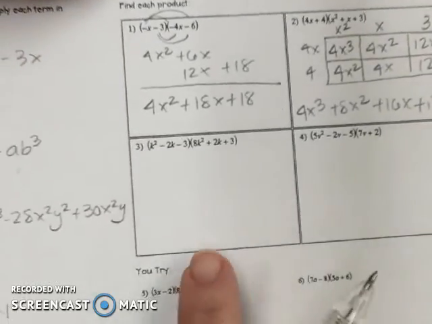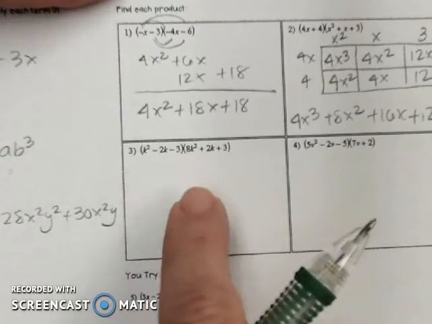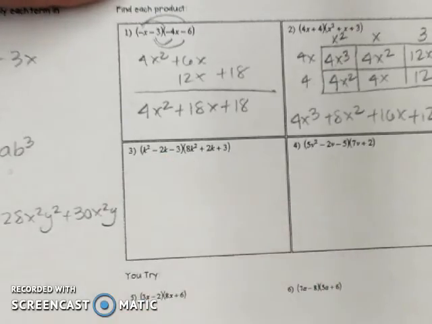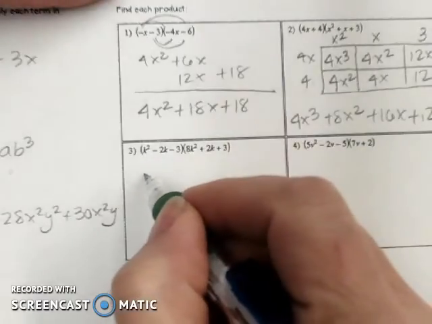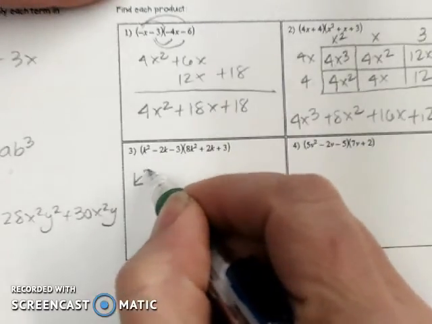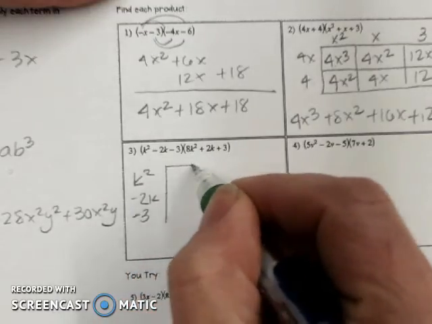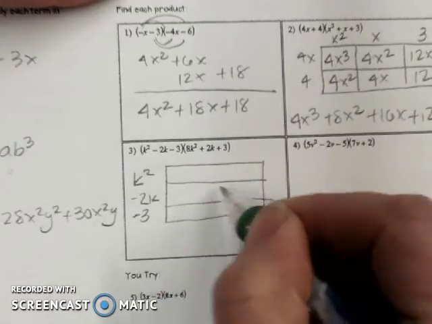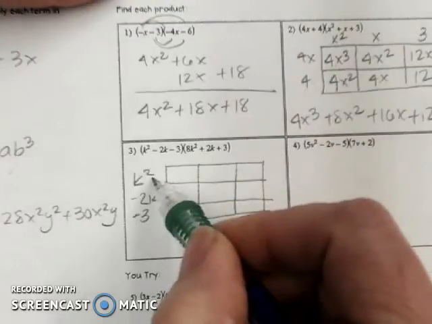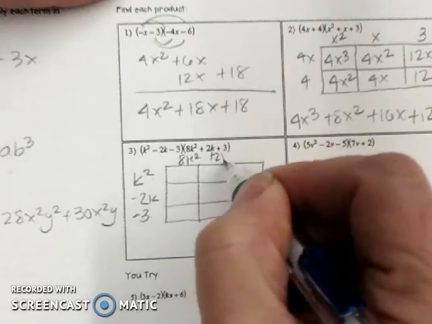For number 3, that's a trinomial times a trinomial. Honestly, the box method, I'm not trying to sell you on one method over another, but because you have so many things that you're multiplying, the box method is easier to me. My opinion. If you don't like it, don't do it. So I'm going to have a 3 by 3 box. So I've got k squared minus 2k minus 3, and 8k squared plus 2k plus 3.